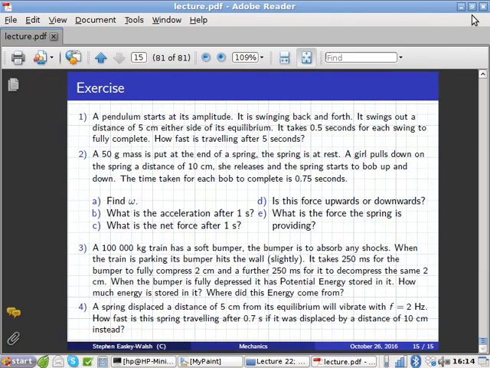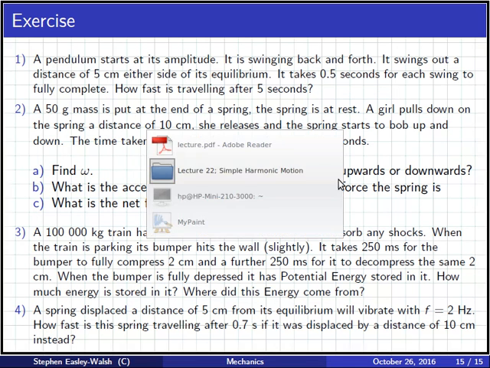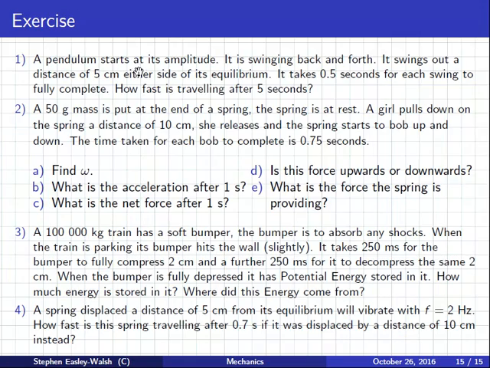Here we go. So the first one, a pendulum starts at its amplitude. It's swinging back and forth. 5 centimeters is the amplitude. So for number one, the amplitude is 0.05 and the time is 0.5.